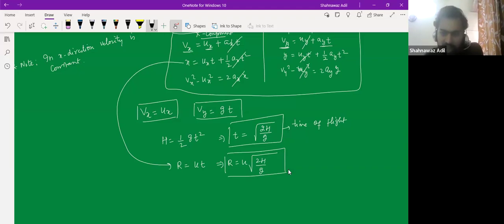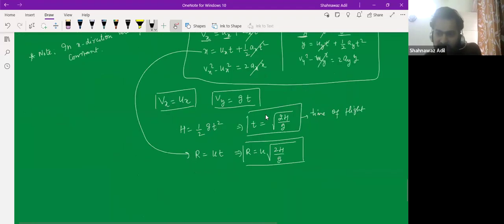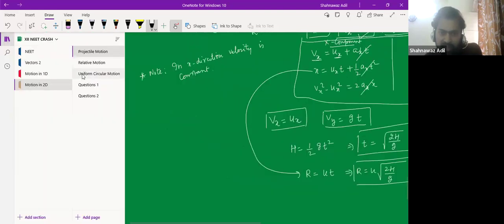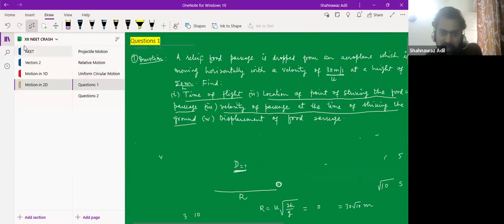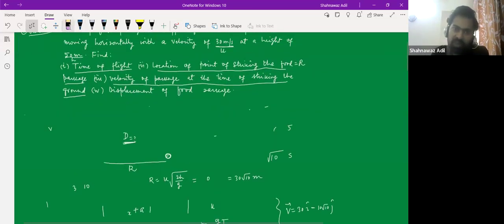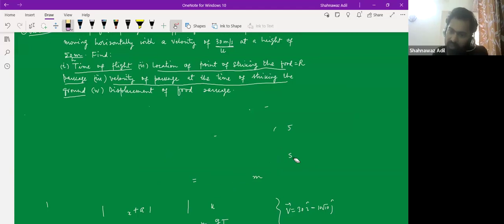Yes, sir. So we'll use these things and then we'll try to find out the rest of the things. So let's solve any other questions, and then we'll talk about relative motion. So first, let us talk about this question. We have this question, and what are the things which are given?